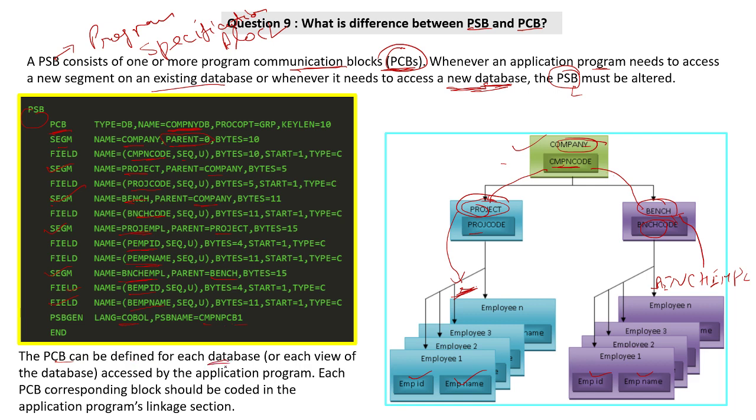A PCB can be defined for each database, and it can be accessed by the application program. Each PCB corresponding block should be coded in the application program's linkage section. Like you have coded the PCB, it should be mentioned in the linkage section. We call it the program communication block, which means it should be mentioned in the linkage section.